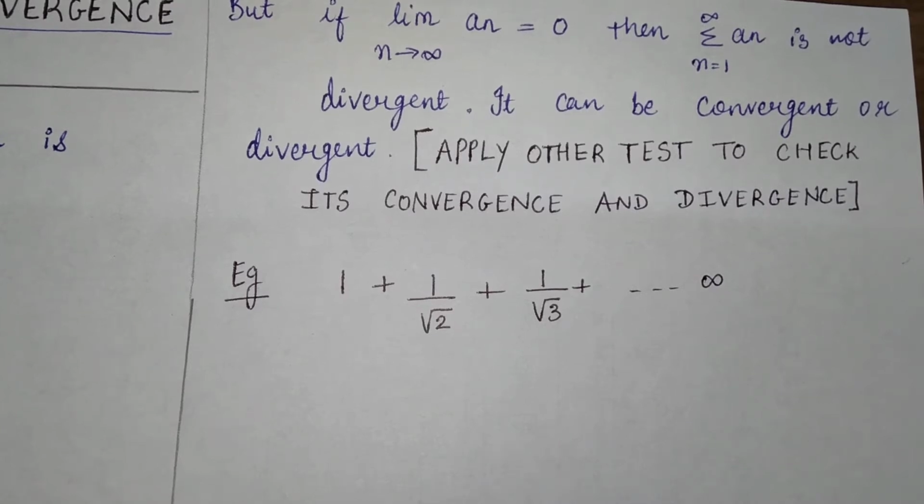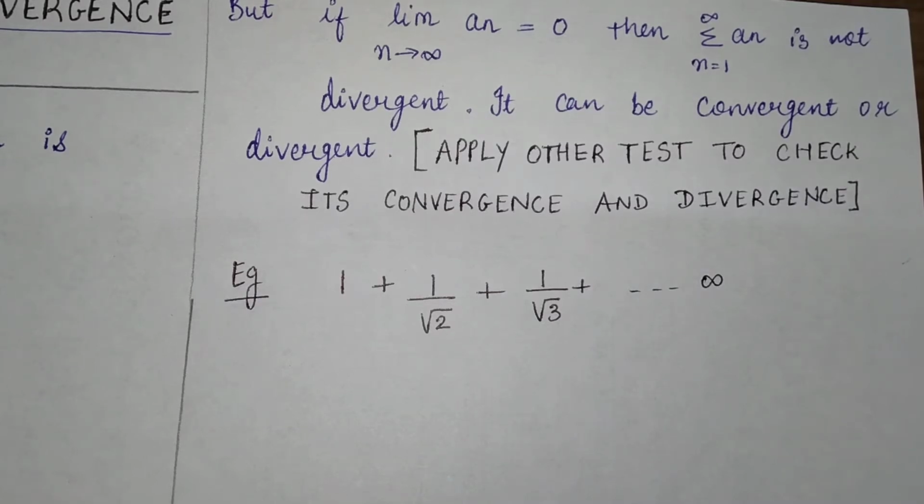Whenever an is not equal to 0, it is divergent, but if an is equal to 0, it doesn't mean that it will be convergent. It can be anything. It can be convergent, it can also be divergent. So during that time you have to apply any other test.